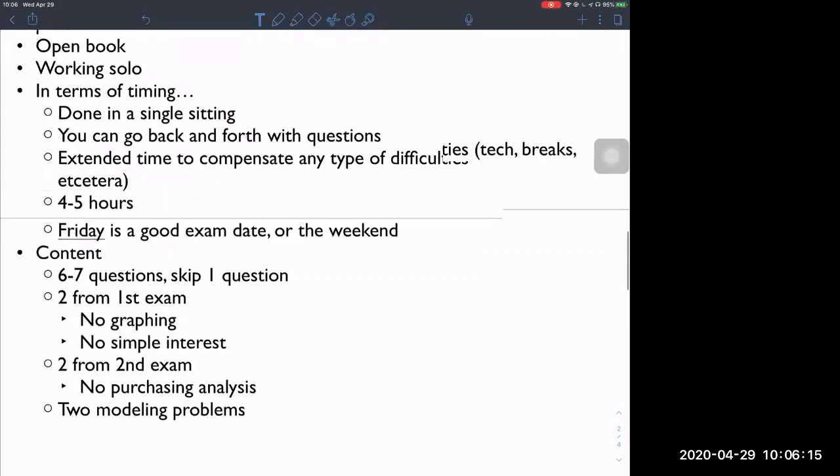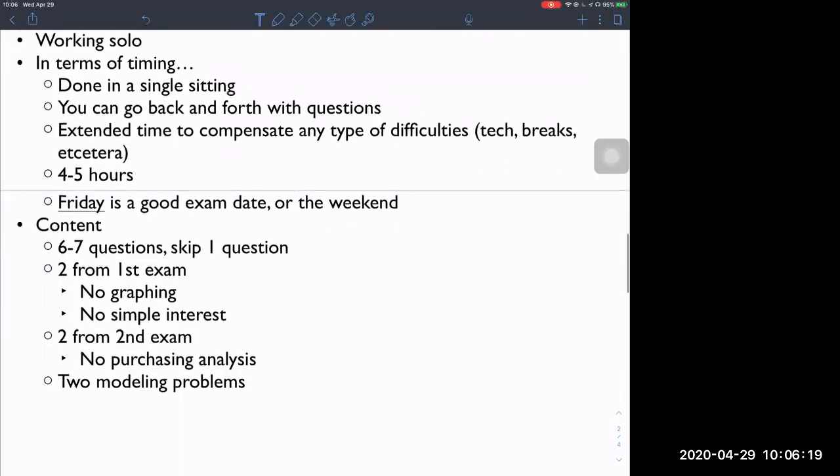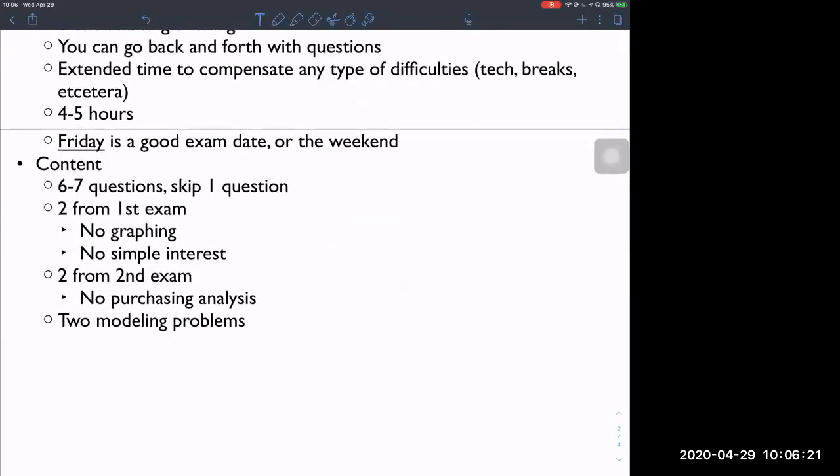So when I say there's a combo of typing in and uploading, obviously the modeling problems are going to be upload based. But for the other questions, I'm going to really lay it out thick so that you have the correct questions that help you lead to the correct answer.